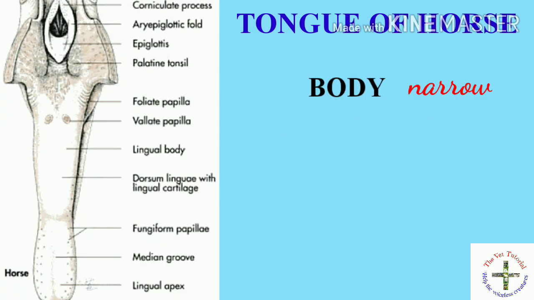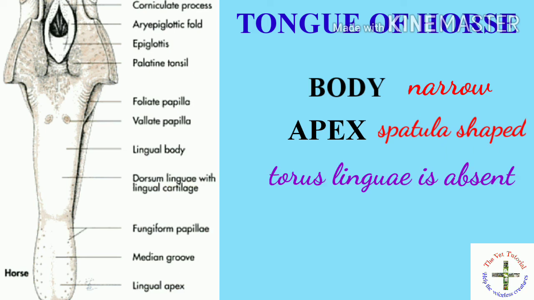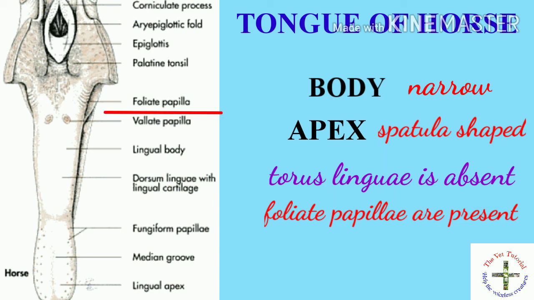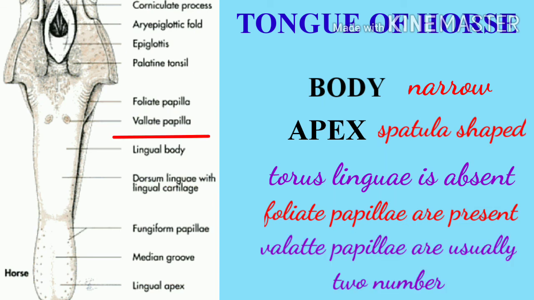First, tongue of horse. The body is narrow and the apex is spatula shaped. Torus linguae is also absent, and on either side of the root and in front of the anterior pillar, some foliate papillae are present. Vallate papillae are also present and they are usually 2 in number and are placed on either side of the median plane.